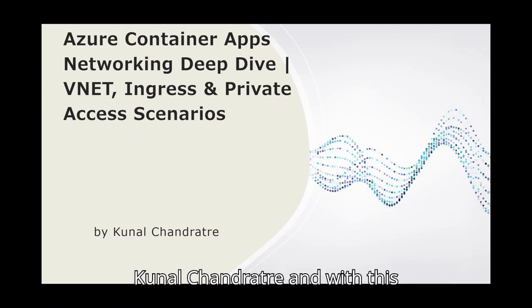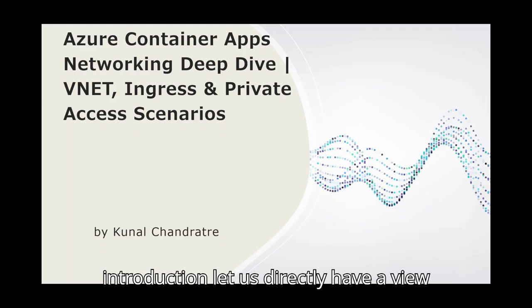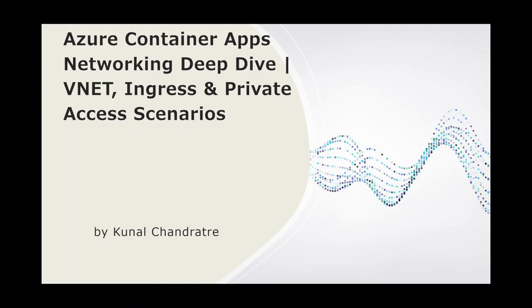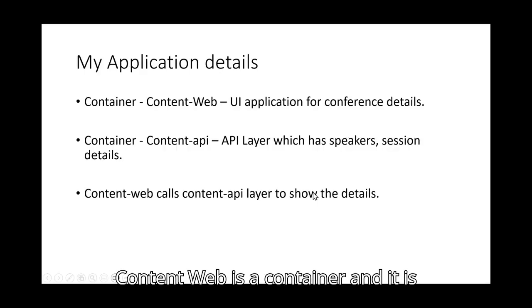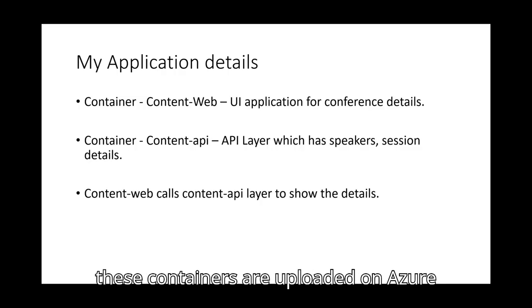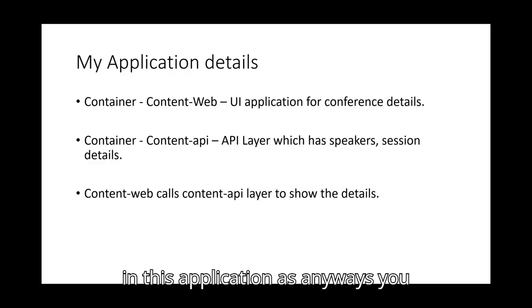My name is Kunal Chandratre, and with this introduction, let us directly have a view at my application details which I plan to host on container apps. Content web is a container and it is UI for conference website. Content API is an API layer which provides information about speaker session. Content web calls content API to get the details. Both of these containers are uploaded on Azure Container Registry already. And for simplicity, I'm not considering database in this application as anyways you usually will not host database on container apps.